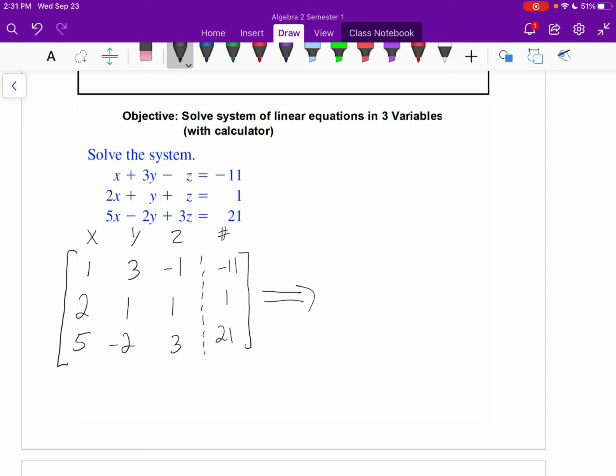Now we're going to use these augmented matrices to help us solve the system of equations. What we're going to do is use something called RREF, or reduced row echelon form. All you need to really remember is RREF. From there we're going to go to our calculator.